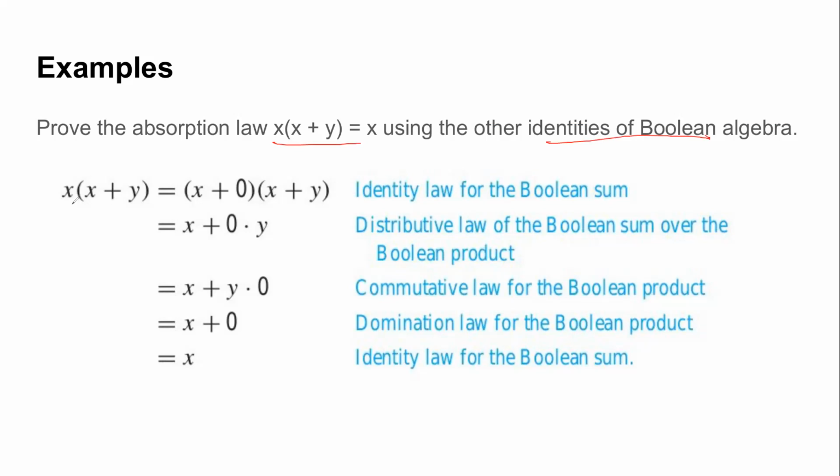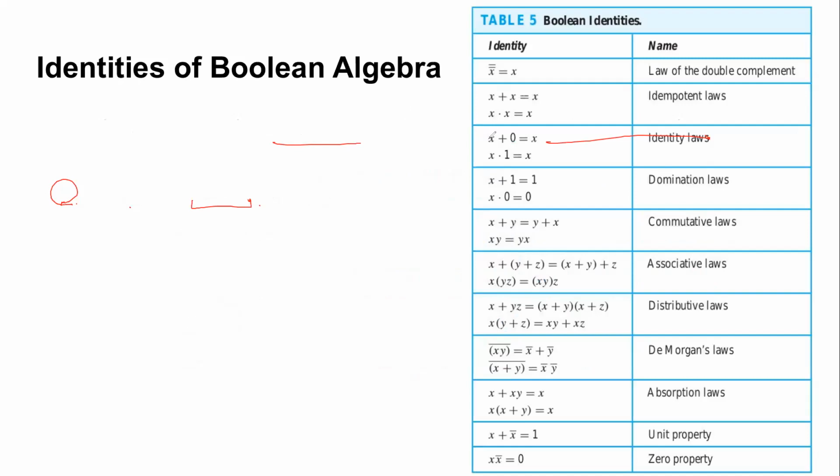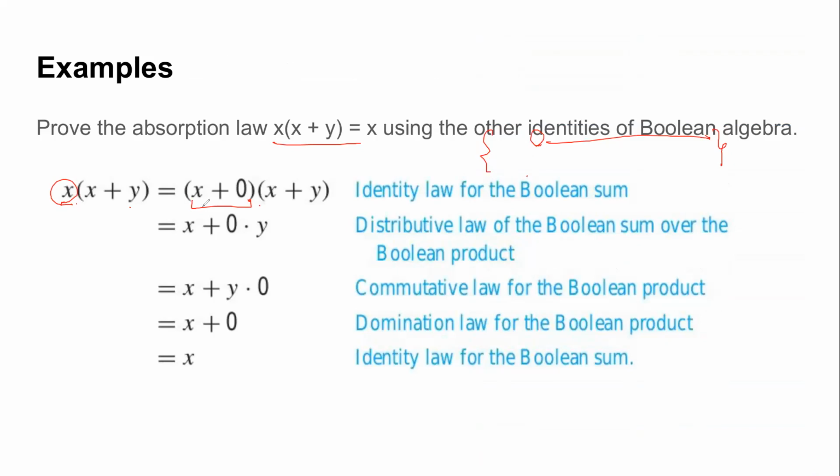So we have the expression x taken with the Boolean product with the Boolean sum of x plus y. First thing that we can do is replace x by x plus 0. What is this identity? This identity is known as the identity law. As I had mentioned, this is one of the powerful laws in proving technique, to replace a single variable by a Boolean product or Boolean sum. So I have replaced x by x plus 0 by using the identity law.